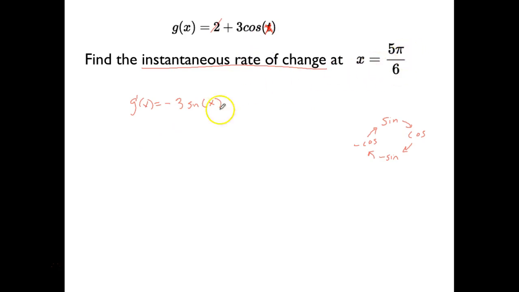Now it says we want to find it at 5 pi over 6. So g prime of 5 pi over 6, I mean negative 3 sine of 5 pi over 6. Okay, so it's going to be negative 3 over 1. I always put them onto a fraction because this is going to turn into a fraction right now. Sine, remember if you see sine, that's square root over 2.